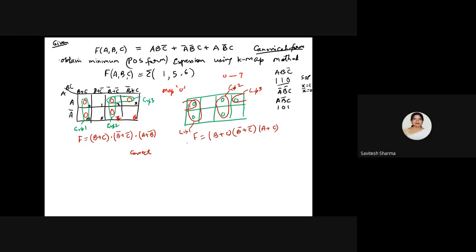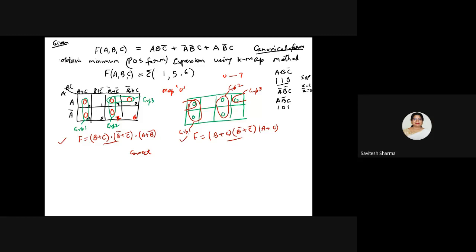So you see that for the same question, for the same function, I found 2 different expressions. If I am grouping like this, I got this. If I am grouping like this, I got this. So no issue, both answers are correct. This is also correct, this is also correct.